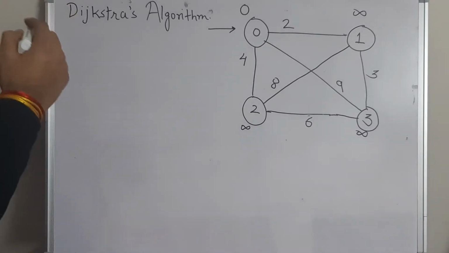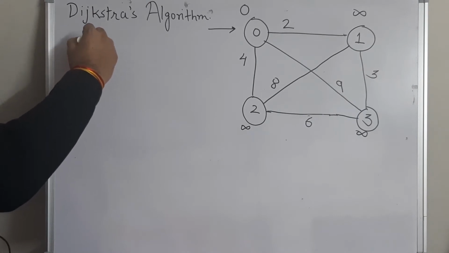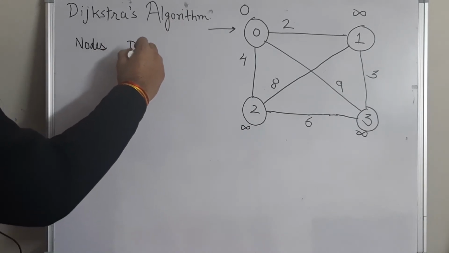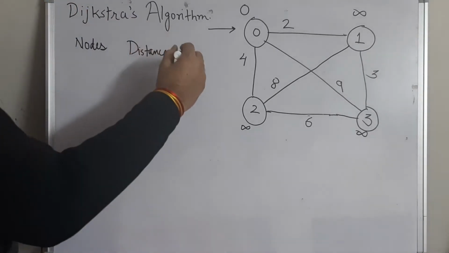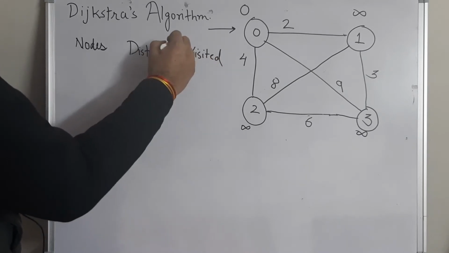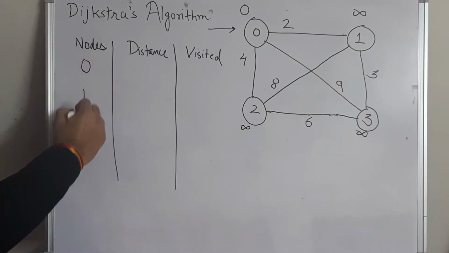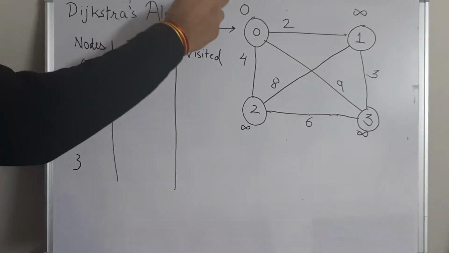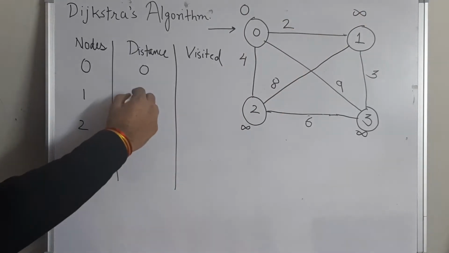Here we will maintain three types of parameters. One is nodes, second one is the distance, and third one, we will check whether it is visited or not. So here are the three parameters that we need to maintain. The nodes are 0, 1, 2 and 3. We will initialize the weight of the 0th vertex as 0 and all the other vertices as infinity.